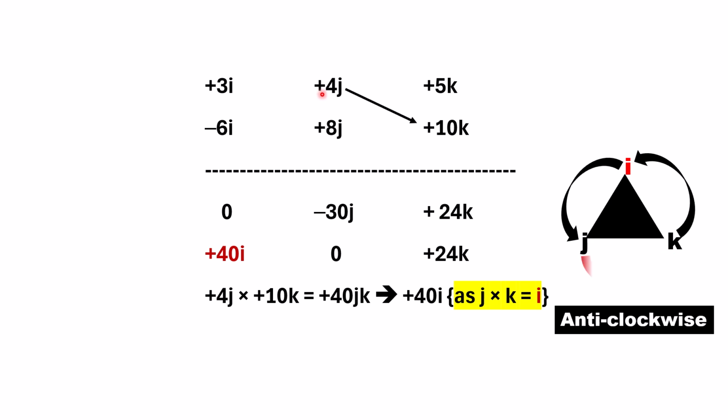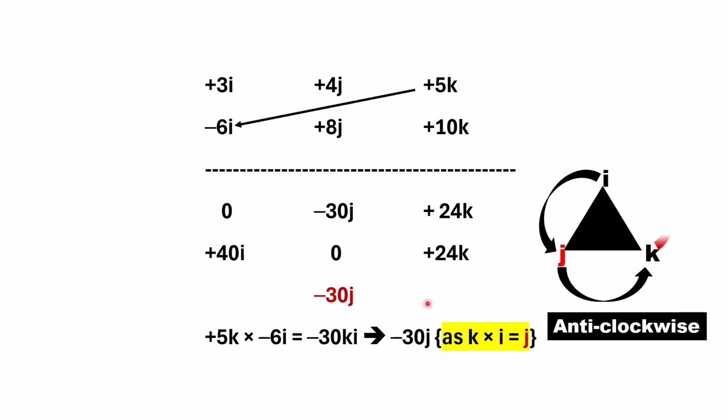Next we are multiplying plus 4j and plus 10k. So plus 4 into plus 10, plus 40, that's the magnitude. j into k, look at the animation, red arrow. j into k, you are moving in the anti-clockwise direction, j to k. So it will be plus i. Because you are moving anti-clockwise, j into k will be plus i. So you get plus 40i. So put plus 40i in the column for i, and then we proceed with the next step in multiplication.